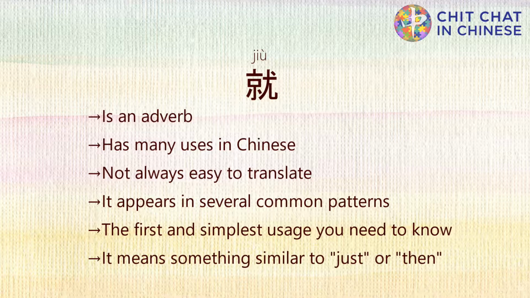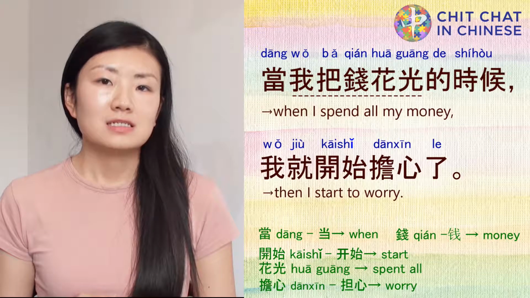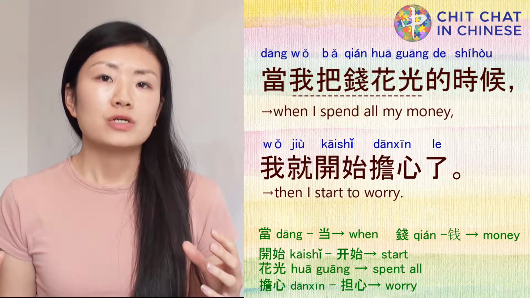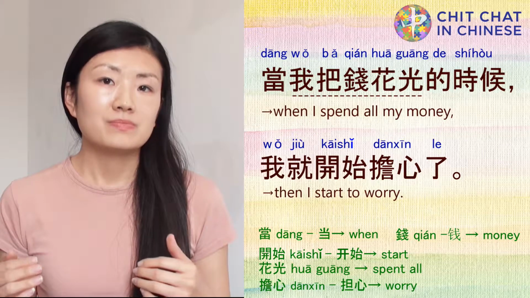However, it appears in several common patterns. And this is the first and simplest usage that you need to know. And it means something like just or then. We will discuss 就 this word in the future. Now I have made two sentences, the same sentence structure for you. And you will understand this meaning better.